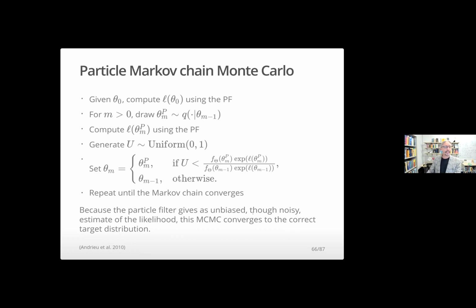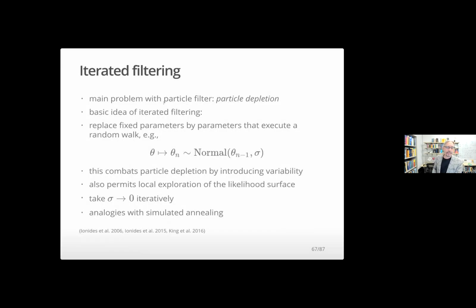One can use that in a Metropolis-Hastings algorithm, using the likelihood computed by means of the particle filter. That's called particle Markov chain Monte Carlo, and it's the most efficient algorithm currently for doing Bayesian inference in this context. If you want to maximize the likelihood, the best way to do it is to use what we call iterated filtering, which essentially involves iteratively applying the particle filter with some supplemental noise that is annealed. So there are some analogies to simulated annealing here, but I won't go into the details.